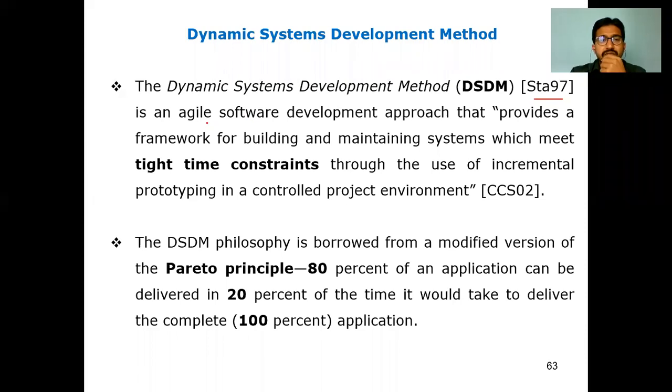This is one type of agile software development approach, and the main objective of this is to provide a framework, like an umbrella framework activity. It provides a framework for what purpose? For the purpose of building and maintaining systems which meet tight time constraints.